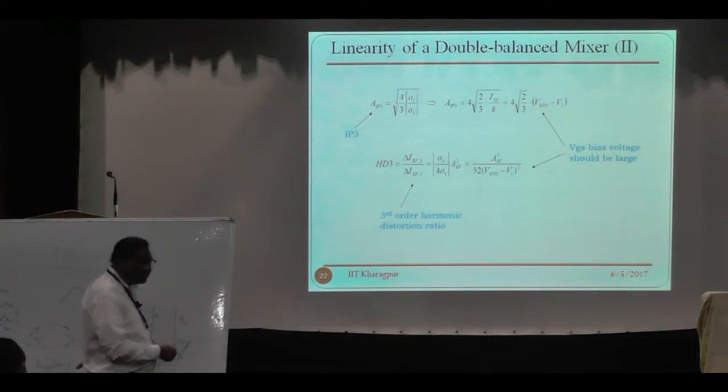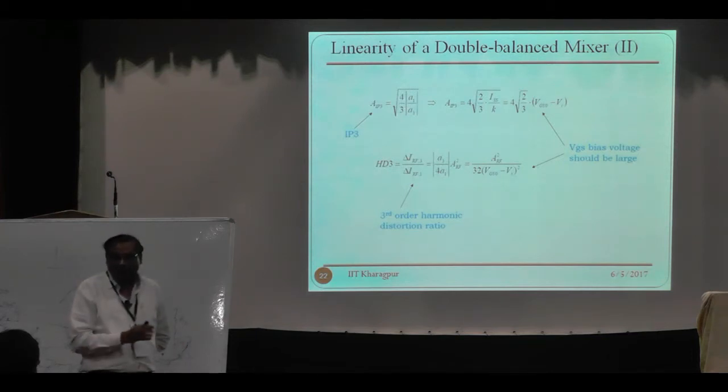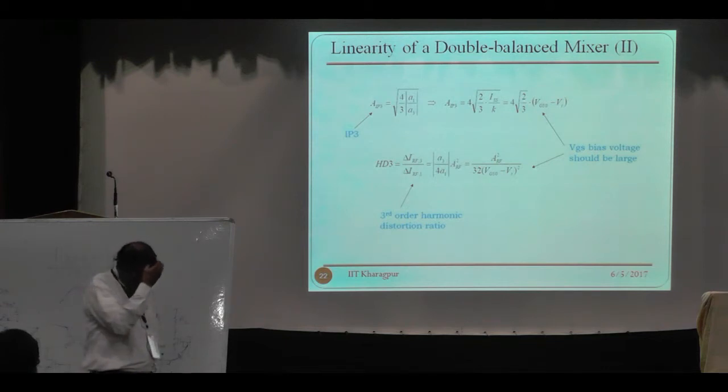And if you look at the harmonic distortion, what is the definition of harmonic distortion? It is delta IRF3, that means the third order harmonic, divided by the first order, with respect to the fundamental. Again this expression comes up as K square RF by 32, VGS minus VT. So you need to reduce this harmonic distortion. Again it tells you that VGS should be as high as possible. Therefore in both these cases you have to improve the linearity, you have to increase the VGS, so you have to optimize the VGS.